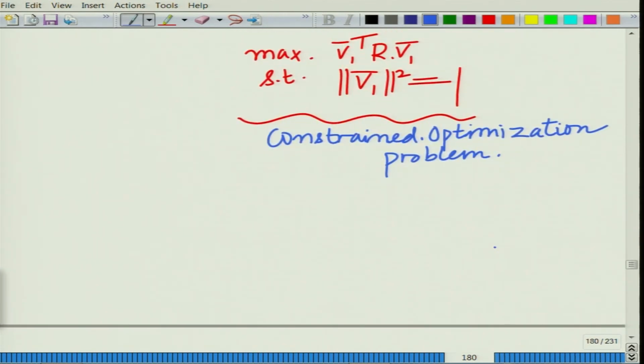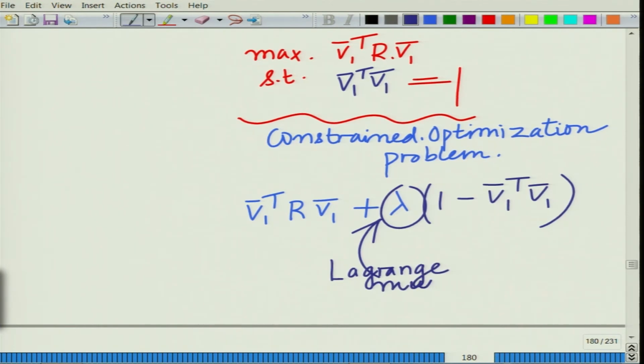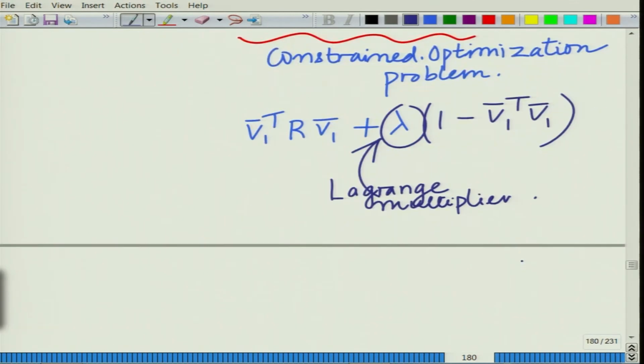First of all, we have the objective: V1 bar transpose R V1 bar plus lambda times 1 minus V1 bar transpose V1 bar. In fact, you can write this constraint as V1 bar transpose V1 bar equal to 1. This lambda is what we term the Lagrange multiplier. This is the Lagrangian, from the theory of convex optimization, and now you find the gradient.